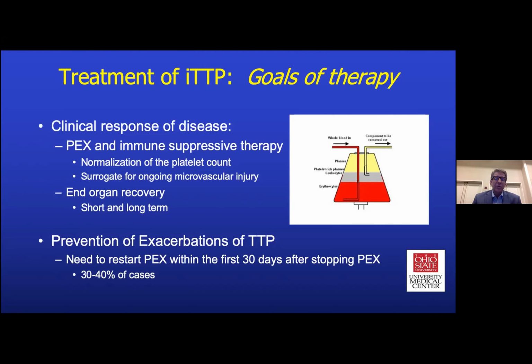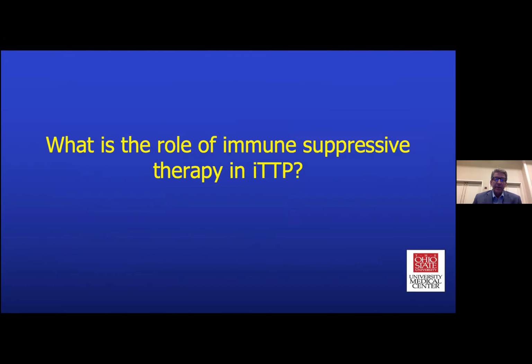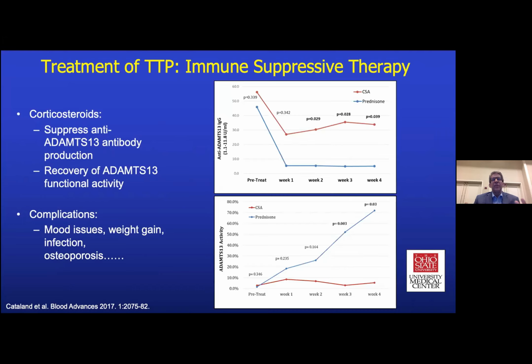So what we're trying to do with plasma exchange is remove these antibodies. What about the immune suppressive therapy that we talk about? We talk about steroids, we talk about rituximab. So while we're removing the antibodies, you want to do things to decrease the production of these antibodies as well.